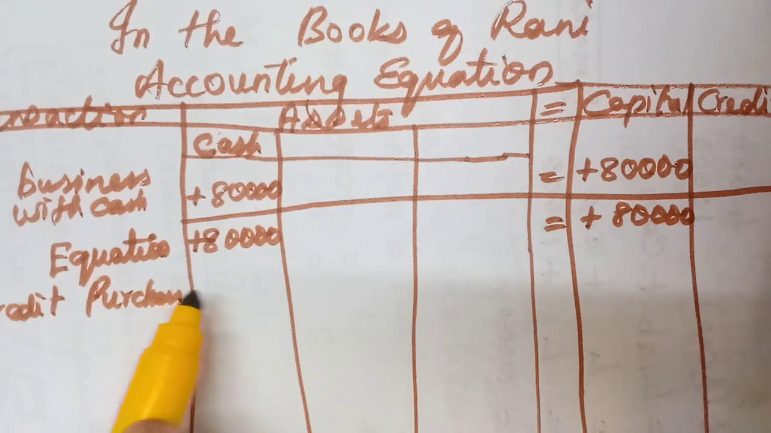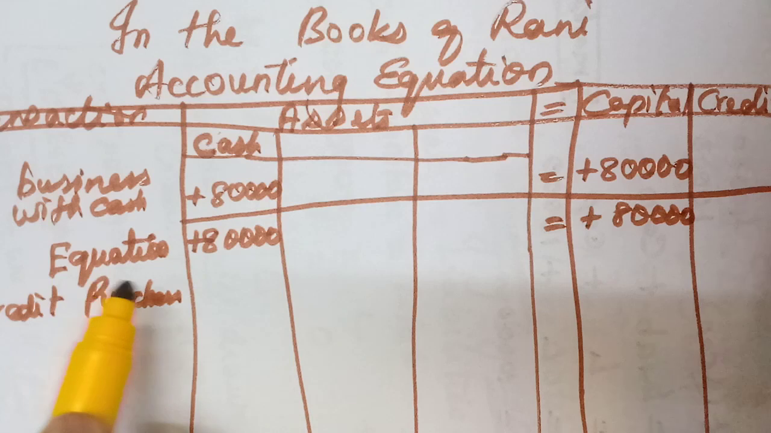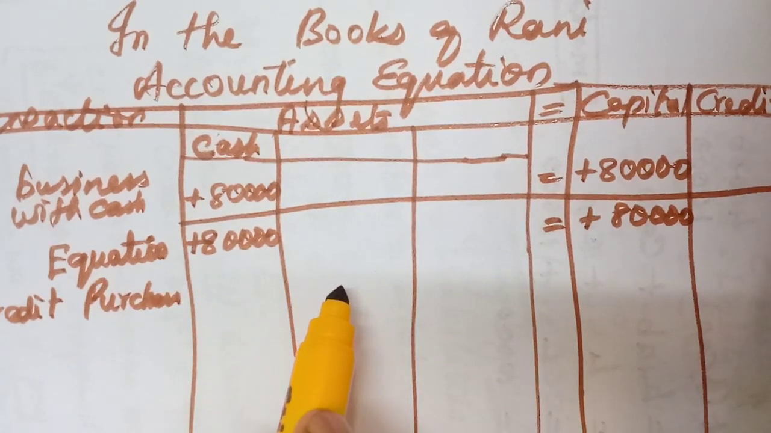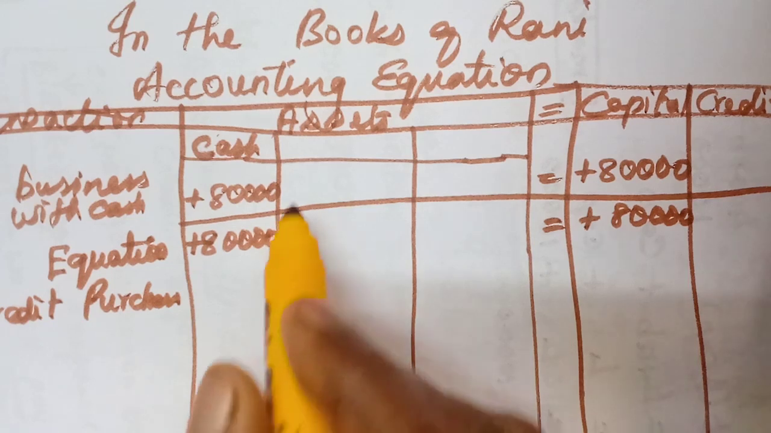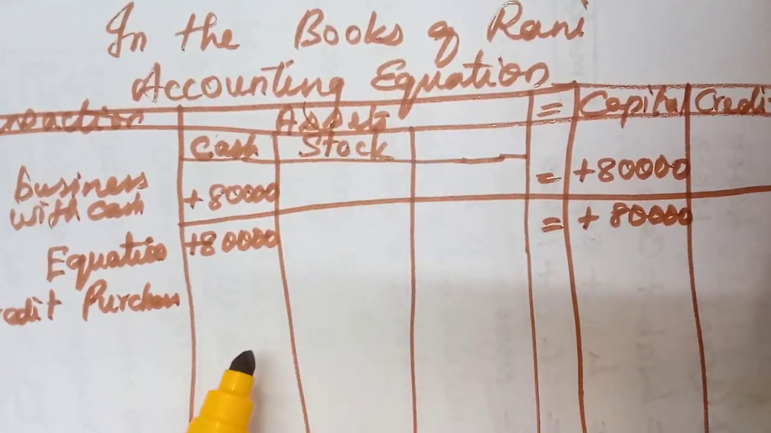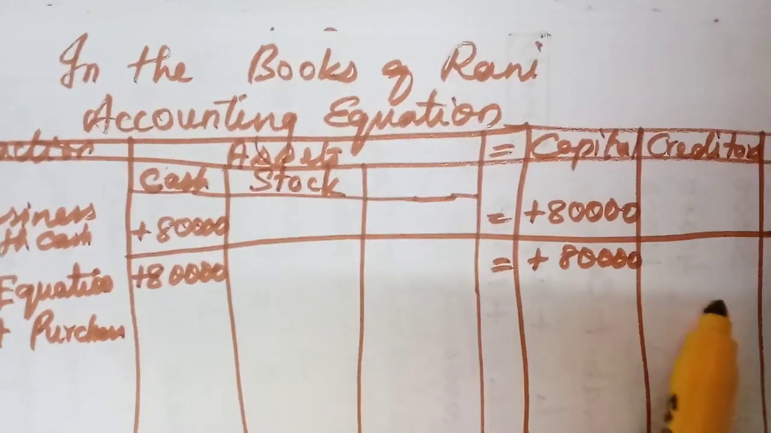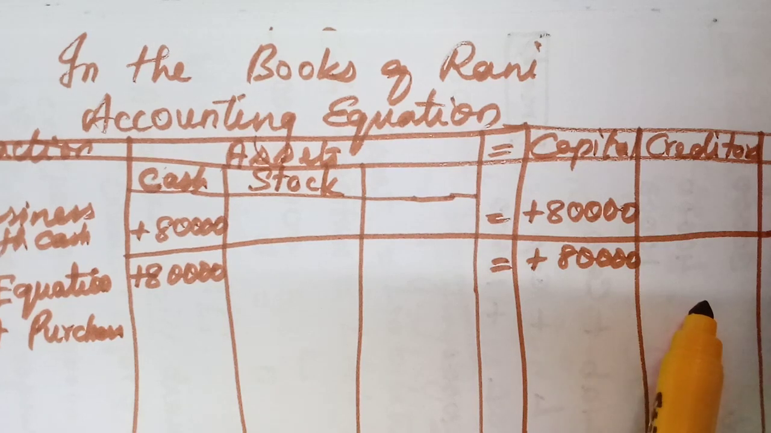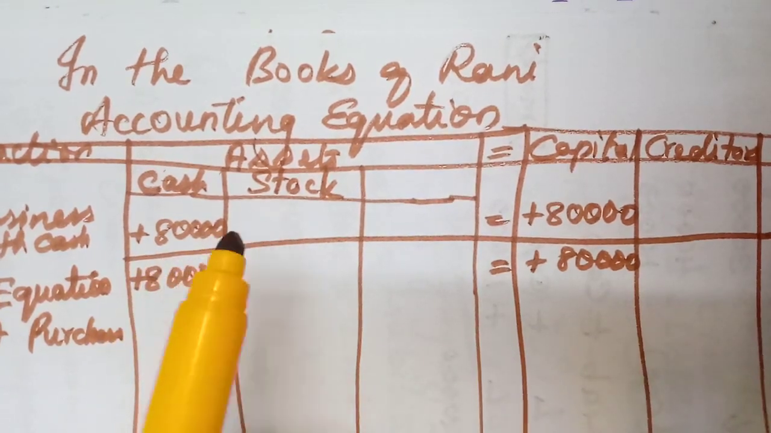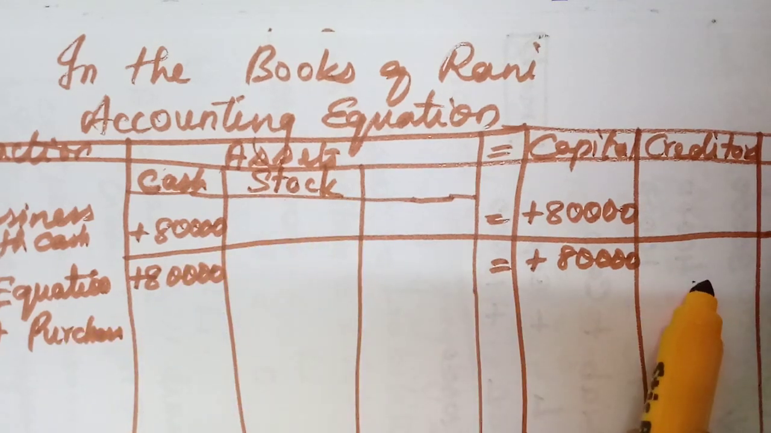Credit purchase. Here, purchases means we never write "purchase" or "sales", because that will affect the stock. So you should write the asset name, stock. And for credit purchase, who will come here? Creditors. So it will increase the creditors. And that stock is also increasing. Here the asset is also increasing, and the liability is also increasing.